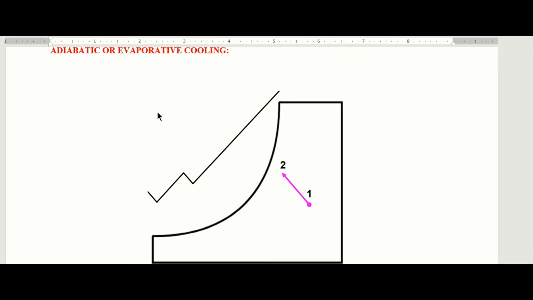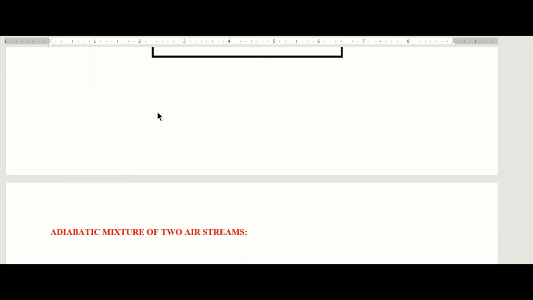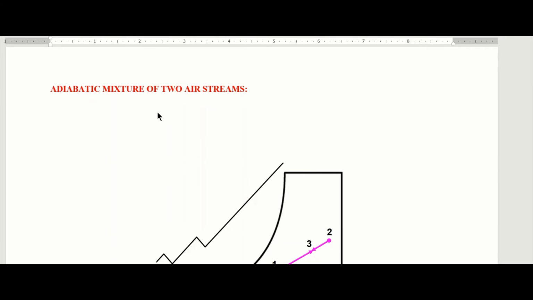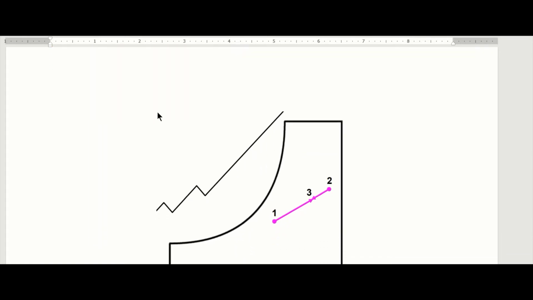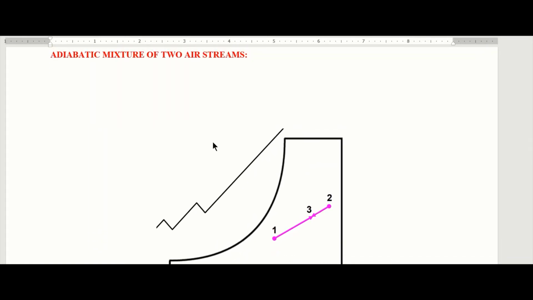psychrometric process. Let's look at another very important psychrometric process, which is called the adiabatic mixture of two air streams. As you can see on the chart, we have two state points. This is the first air condition, and here is the second air condition. And these two air conditions mix, and they give us what?